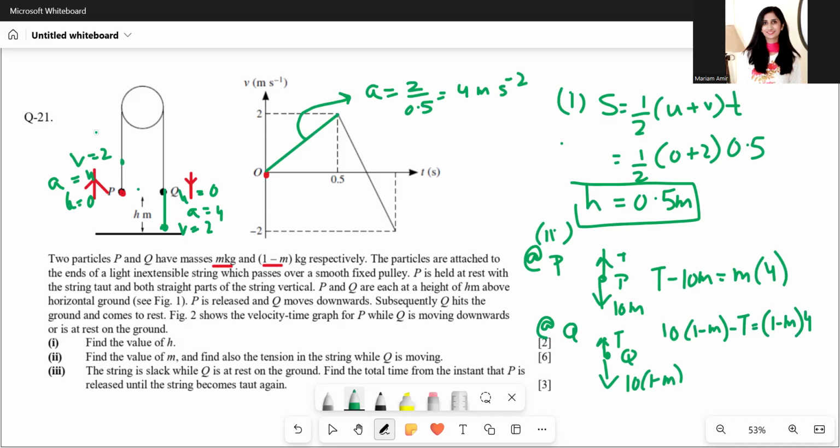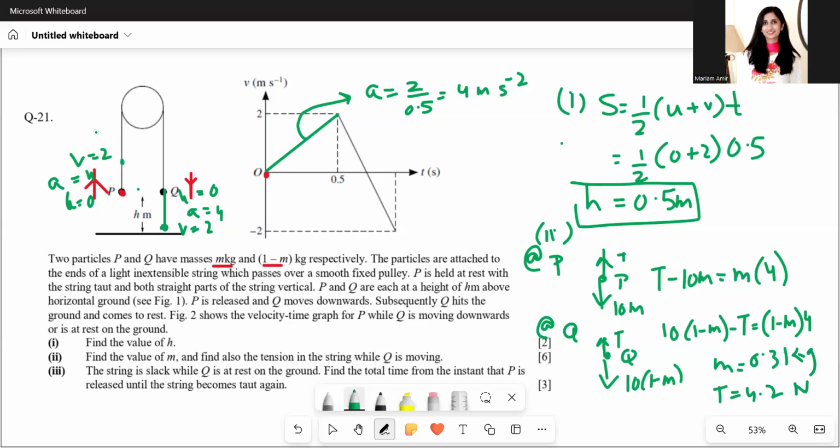You're going to solve these two equations simultaneously on your own and get M is equals to 0.3 and T is equals to 4.2. M would be in kgs and T would be in newtons.